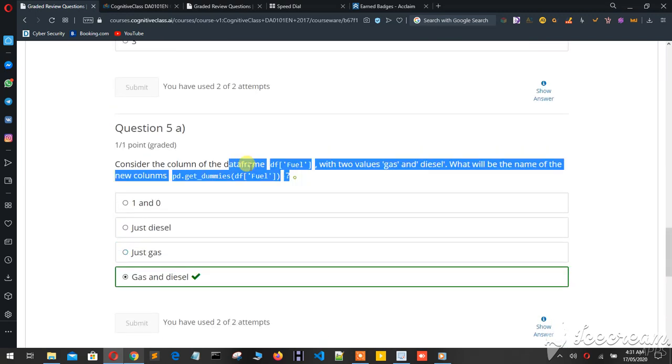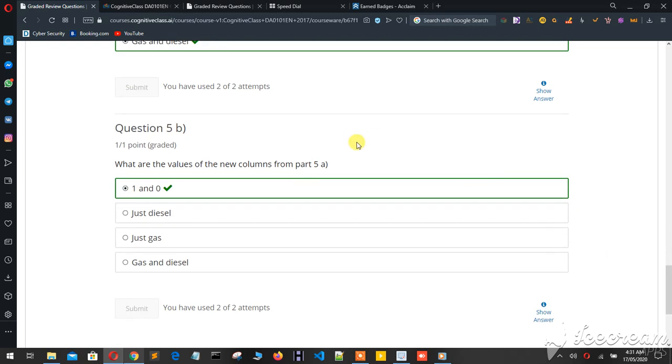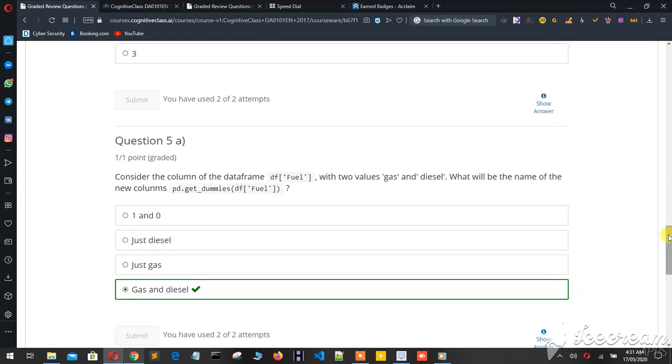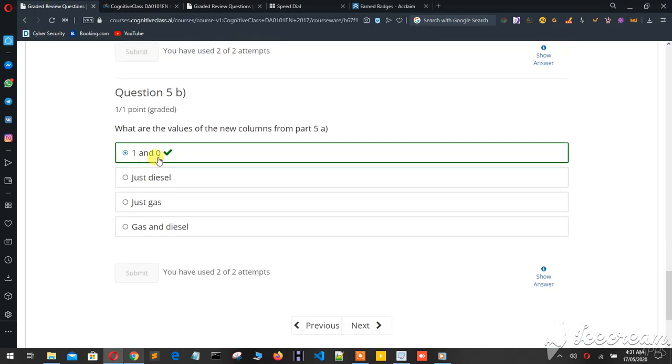Here's something else you have to read. Consider the column fuel of the data frame. There are 2 types of fuels, one is gas and the other is diesel. So what are the values of the new column from part 5A? The values are 1 and 0. So gas is 1 and diesel is 0.